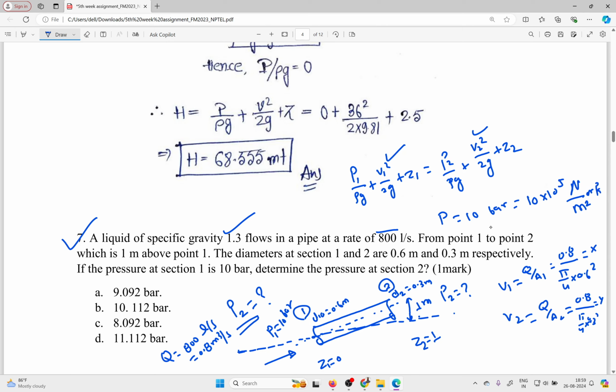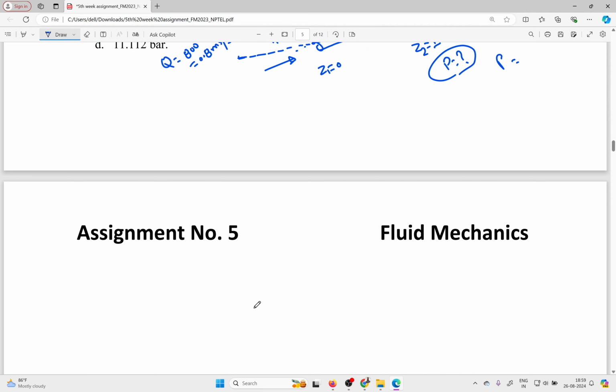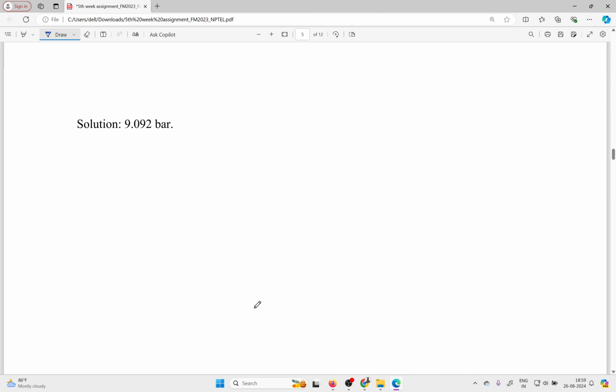Right. So now you have every data. So you can calculate the pressure value very easily. Then you need to divide by 10 to the power 5. When you divide, your pressure value comes in bar. So let me show you the answer. The answer will be 9.092 bar.